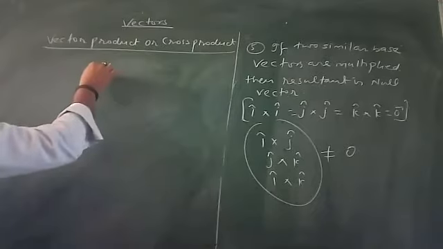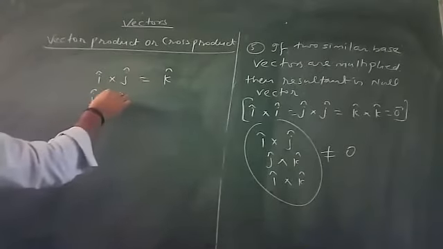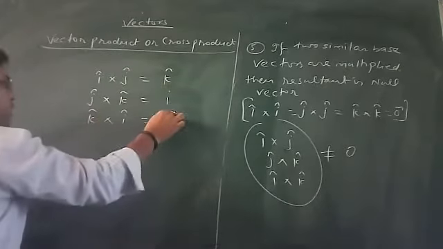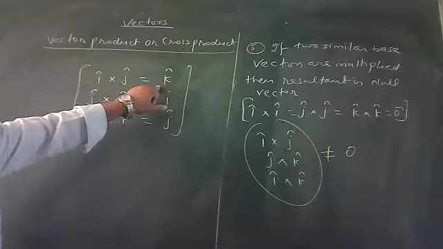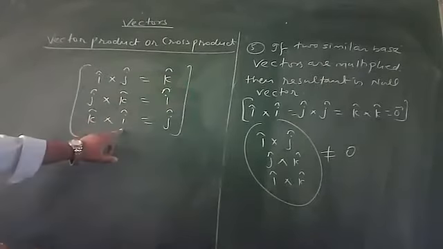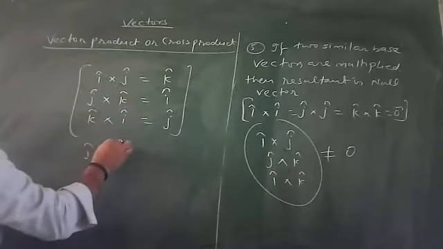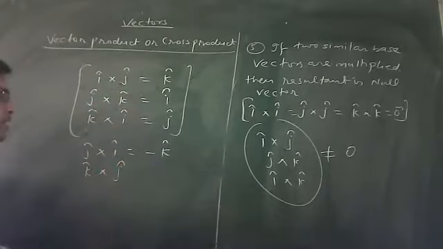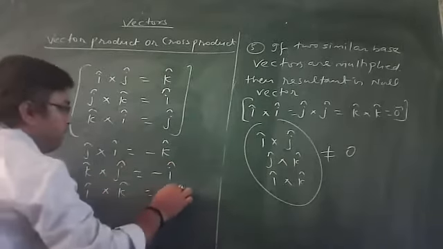Make this one: I cap cross J cap, then you will get K cap. If you have J cap cross K cap, you will get I cap. If you have K cap cross I cap, you will get J cap. If I cross J cap, you will get K cap; J cap with K cap, you will get I cap; and K cap with I cap, you will get J cap. If I am doing it in reverse, that means J cap multiplied with I cap, then I will get minus K cap. If K cap is multiplied by J cap, you will get minus I cap. And if I cap is multiplied with K cap, then you will get minus J cap.